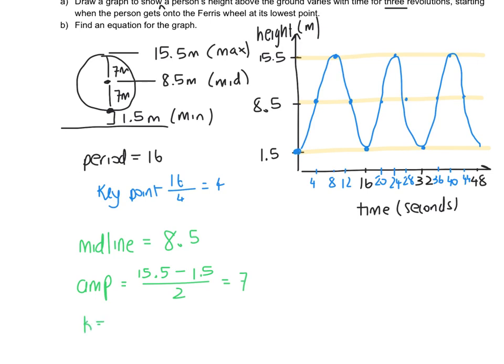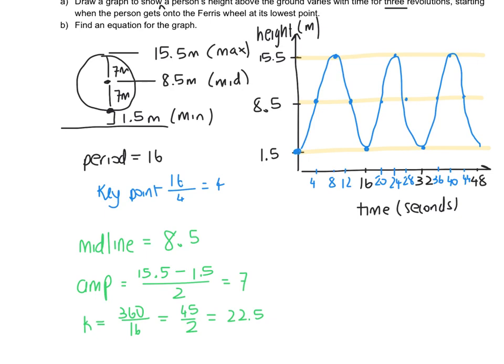For my k value, I can just take 360 and divide it by the period, which is 16. And if I reduce my fraction, it would be 45 over 2, or you can write it as 22.5 as well, and that's perfectly fine. So now I have most of my information.